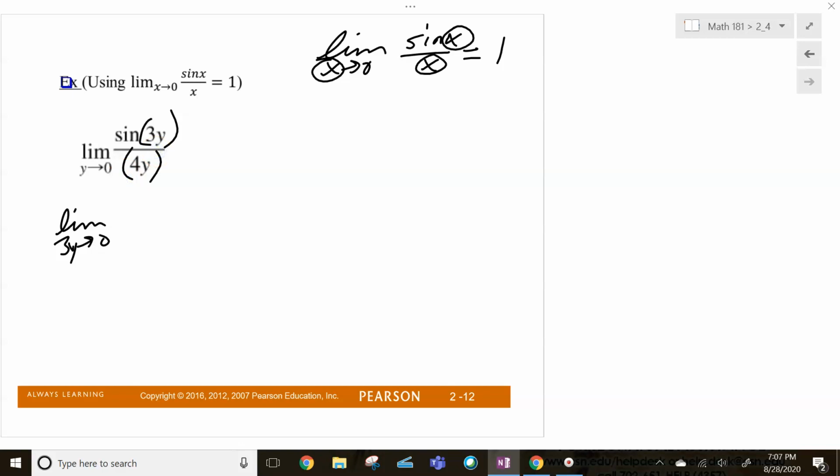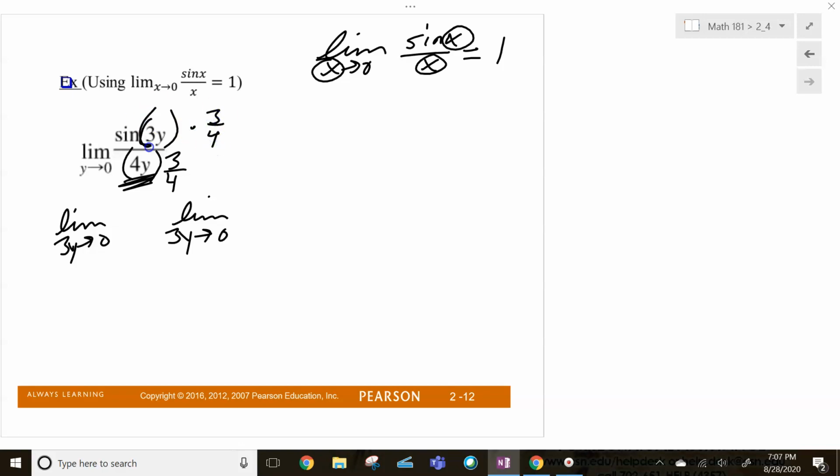Okay. So I'm going to leave it right here for a minute though. Limit as y goes to 0. And what I'm going to do is think about how to get that to be 3y. How would I do that algebraically? I'd say, I'll just multiply by 3/4. But I can't just multiply the bottom by 3/4 all of a sudden. I have to multiply the top by 3/4.